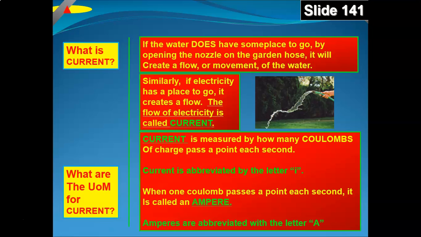Current is measured by how many coulombs of charge pass a point each second. So think of it as how many electrons pass a point each second is kind of a way to think of it. Current is abbreviated with the letter lowercase I. When 1 coulomb passes a point each second, it is called an ampere. Amperes are abbreviated with the letter A, capital A. And often we refer to amperes simply as amps, A-M-P, amps.